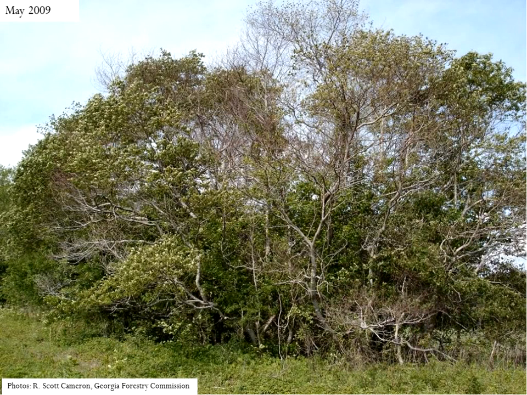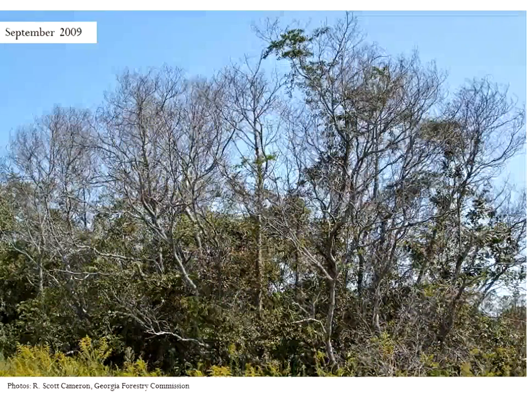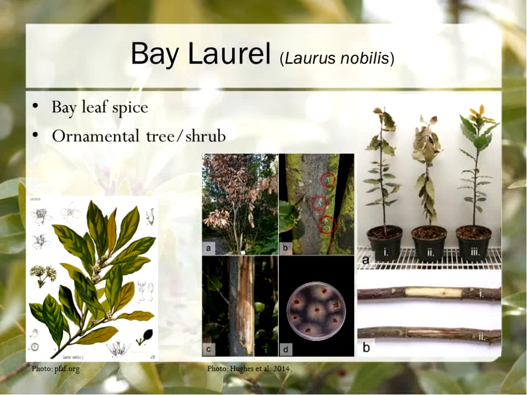And I'm just going to go through this time series here of Laurel wilt. So most of this is sassafras. It'll be easier to tell as we go through. But again, you can see how the canopy is thinning out. You're losing leaves, you're dropping leaves until you're left with this. So that's really what Laurel wilt in sassafras looks like.